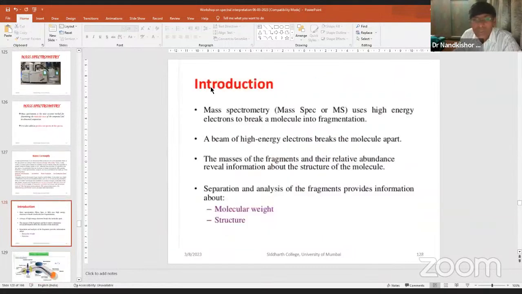Now let's see what is useful for us. In mass spectrometry, as I told you, a high energy electron gun is used, and it takes out one electron from the molecule. Then you get the first information about the molecule as the molecular ion peak. And that molecular ion peak is very informative for getting the correct structure.